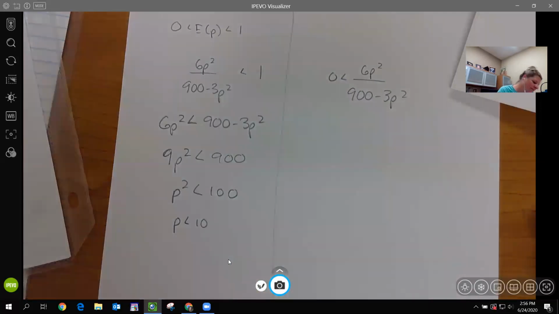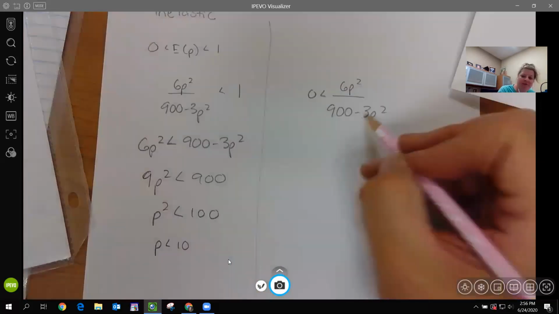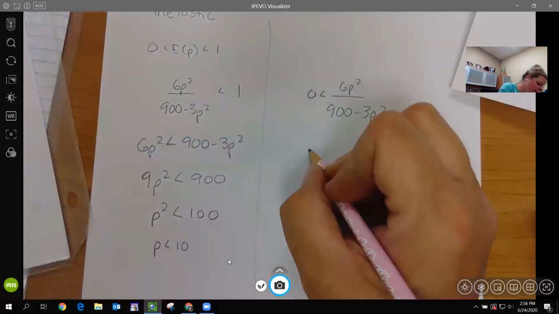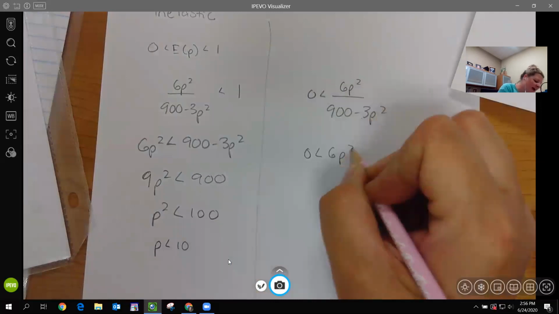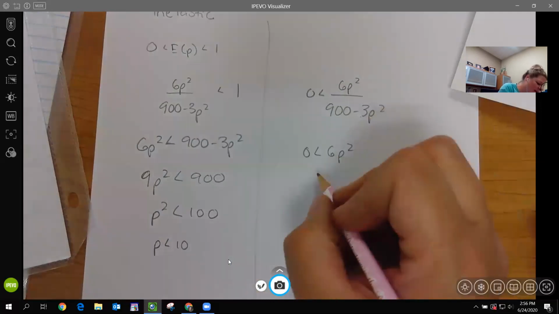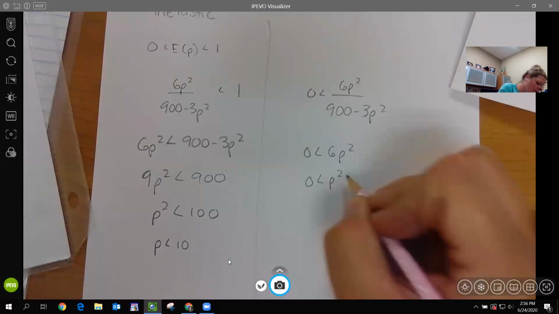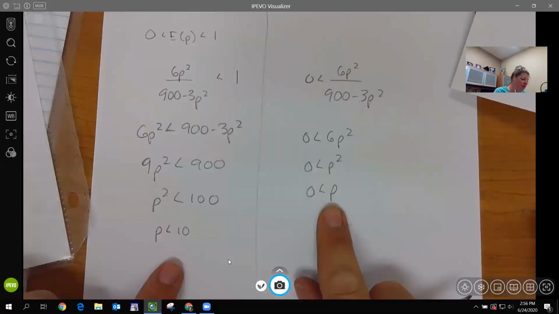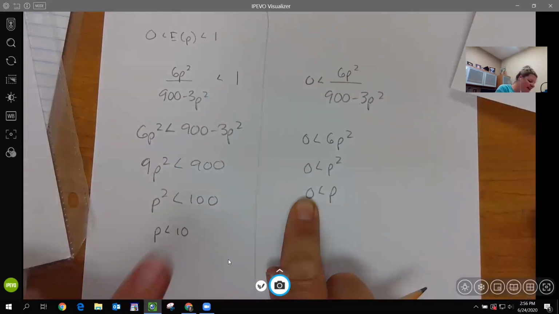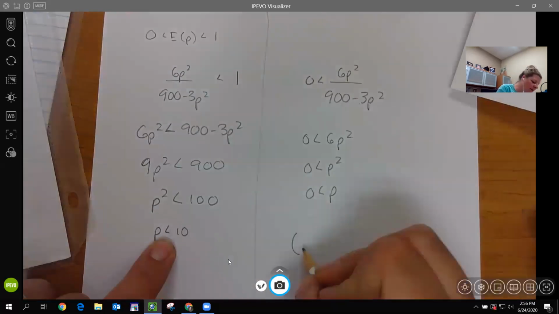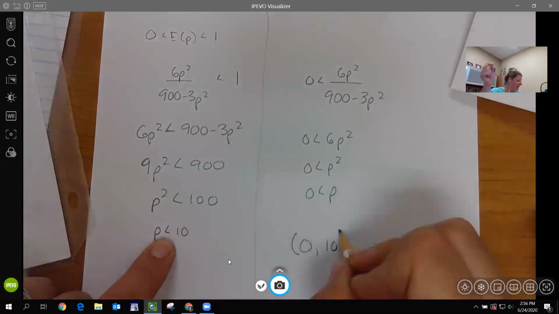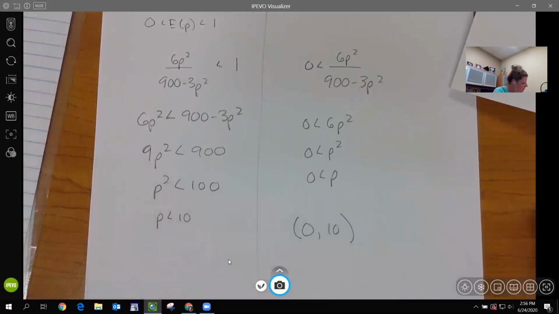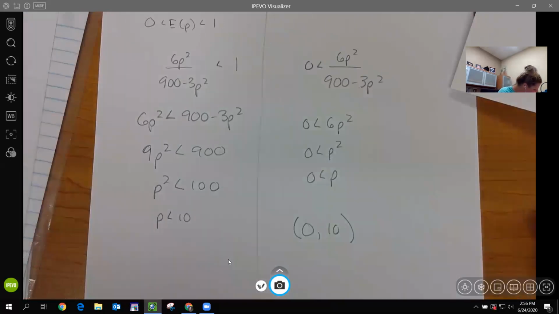Now let's do this. 0 times anything is 0, so when I take that denominator up, it's just 0. So I have 0 is less than 6p squared. Divide by 6 into 0, and I get 0. The square root of 0 is 0. So put these together. P has to be greater than 0 and less than 10. In interval notation, you're going from 0 to 10. That's our inelastic, 0 to 10.